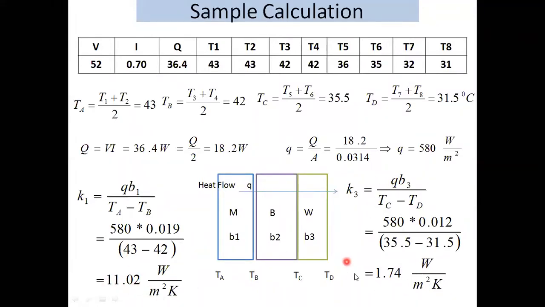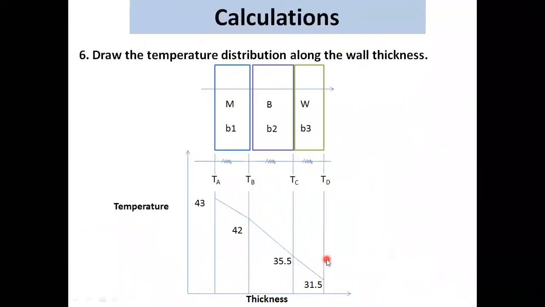Similarly, you can calculate for wood. Now you can see here the thermal conductivity for wood is 1.7, whereas for mild steel it is 11 watt per meter Kelvin. Again, we have to draw a temperature distribution along the wall thickness. So we can consider temperature on the y-axis and thickness on the x-axis. We can put here the Ta, Tb, Tc, and Td temperatures, and we can see this kind of temperature profile across the composite wall.